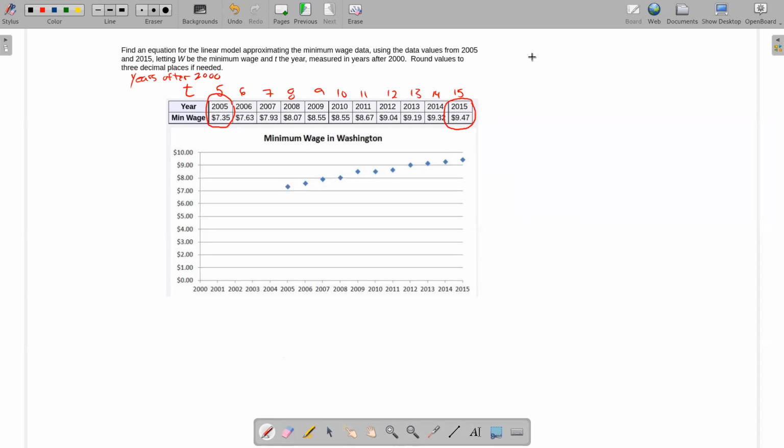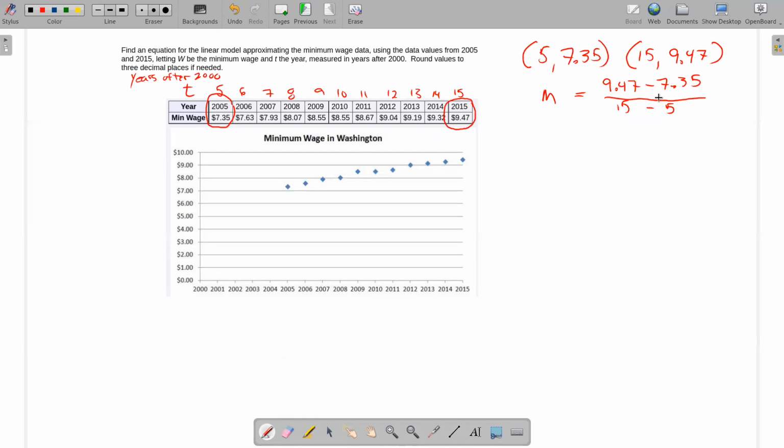So my points then are 5, 7.35, and the other point would be 15, 9.47. And I want to find the line going through those 2 points. So the procedure we developed before was to find the slope first. So M is change in Y, 9.47 minus 7.35, divided by change in X. So that would be 15 minus 5. Denominator is easy, numerator is not.